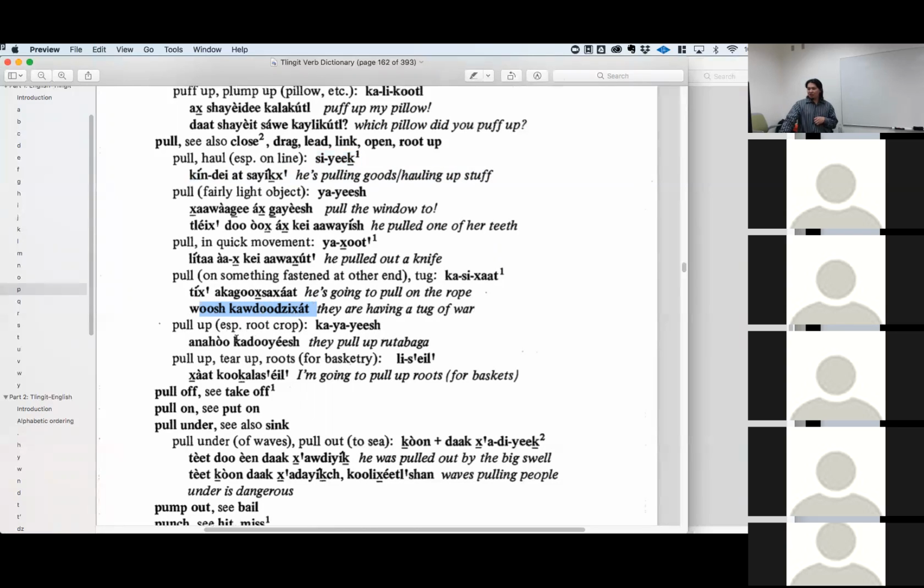Anahu kaduyish. They pull. People pull up rutabaga. So that yish is to pull something up, especially like something that's not very heavy. Whereas the yiq is just a different type of pulling. So it's probably kind of a smaller type of a pull as opposed to a bigger type of a one. And then this one, the verb root is to tear something.